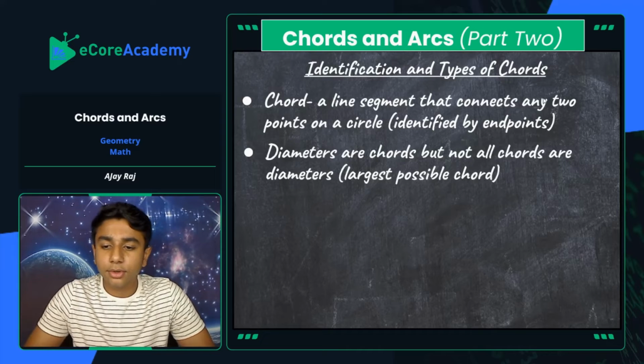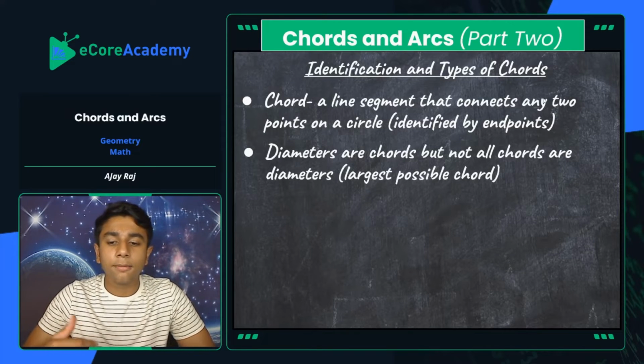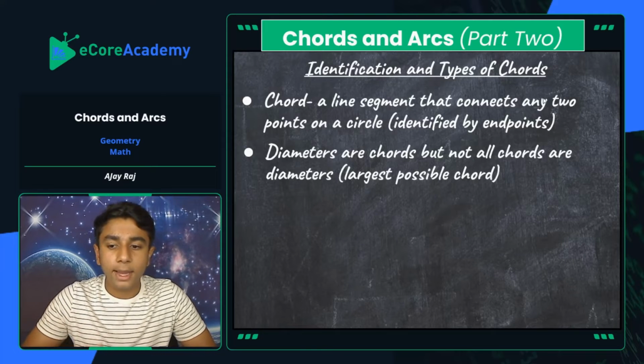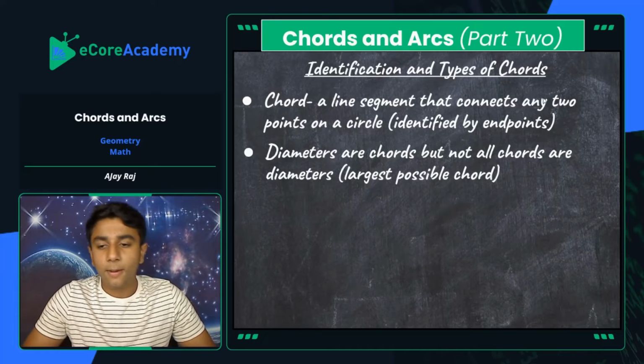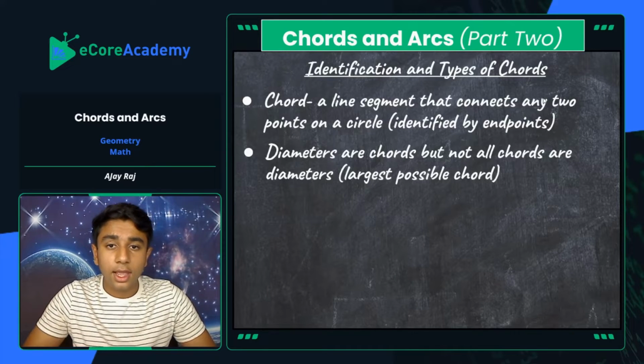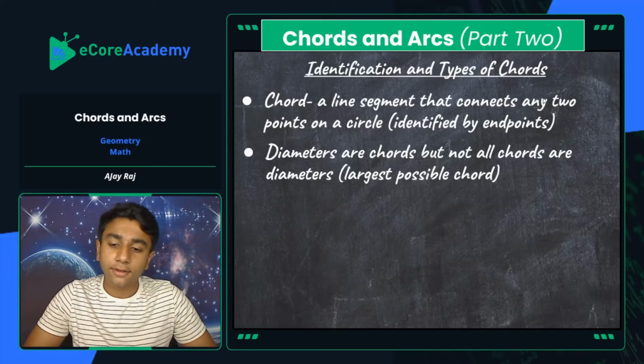So diameters are chords, but not all chords are diameters. That's very important to notice. If you have a diameter, then it's automatically going to be a chord. And by chance, a chord can be a diameter, but not all chords are going to be diameters. That's because diameters have to pass through the center of the circle, and go entirely across your given circle.